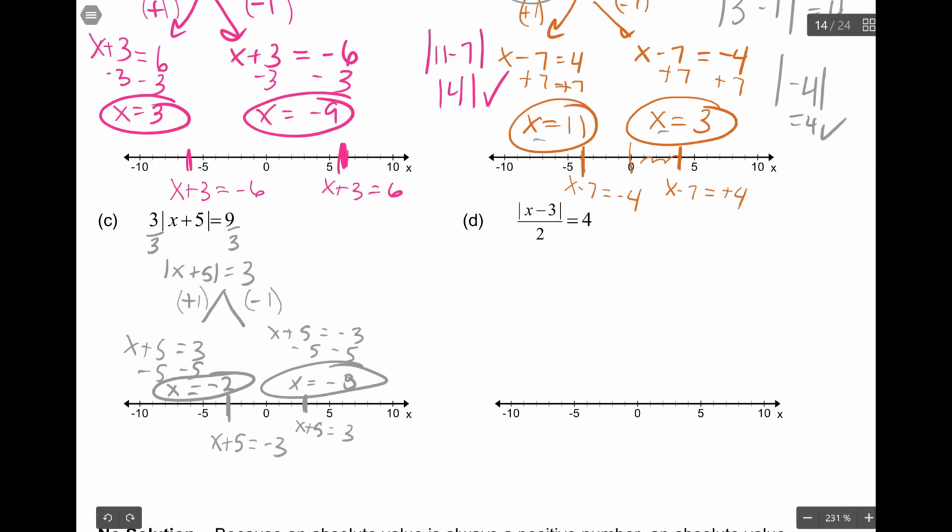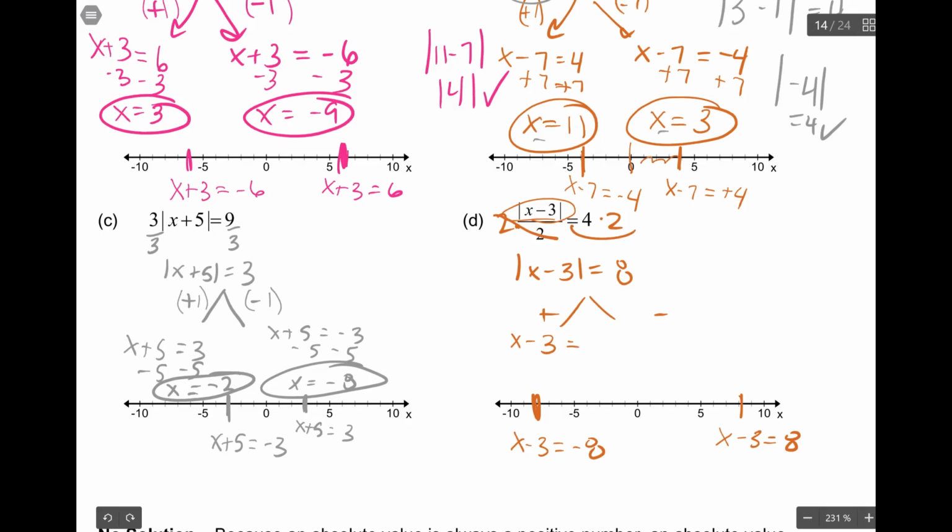All right, first step: I need to multiply each side by 2 because I have to get the absolute value by itself. 4 times 2 is going to equal 8, and these 2's cancel out. So now I'm going to be 8 spaces away. So x minus 3 equals negative 8, and then I have x minus 3 equals a positive 8. Cool, so I'm leaving whatever is inside the absolute value sign alone. All right, so that's the positive and negative side.